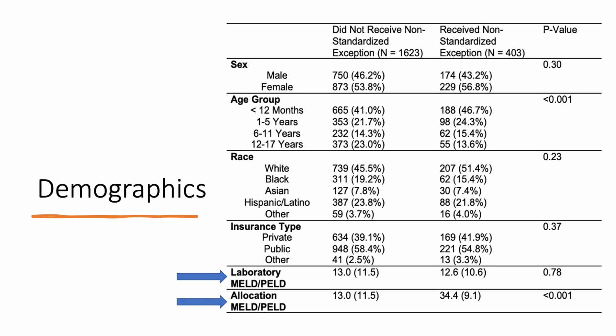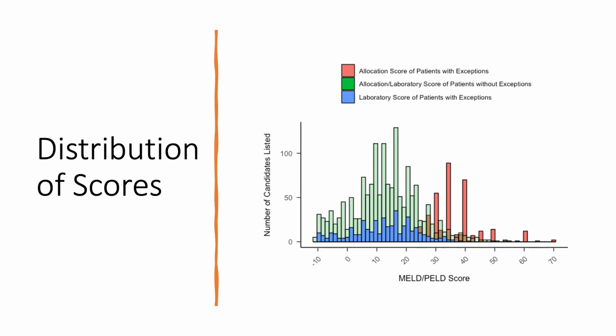This is our demographics table here. We stratified patients by whether or not they had an exception at the time of listing or afterward. There are not really many significant differences between the groups with the exception of age group. But I do want to direct your attention to the laboratory and allocation MELD-PELD score. So between the two groups, they didn't have a significant difference in their laboratory scores. But you can see here in the allocation MELD-PELD, those who had exceptions had an average increase of 20 points above their laboratory score. And we can see this in the distribution in the next curve here.